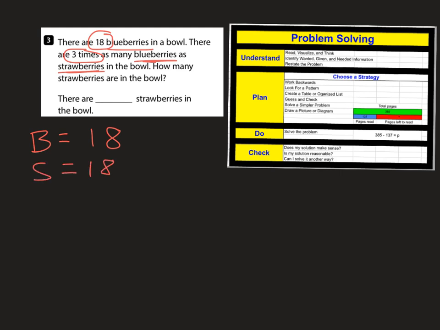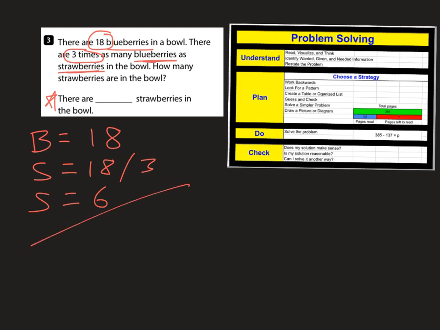So 18 divided by 3. In the problem, when we restate it, it says there are blank strawberries in a bowl. So we have our equation set up with our variable, and we need to solve for S. So S equals 18 divided by 3, which is 6.